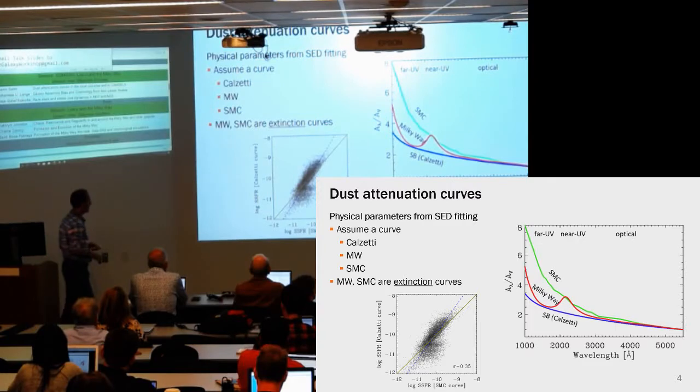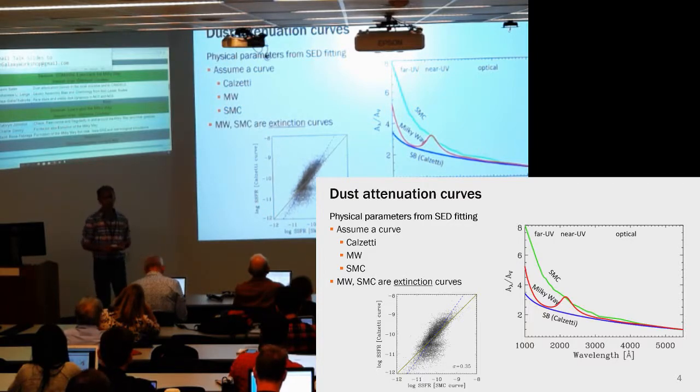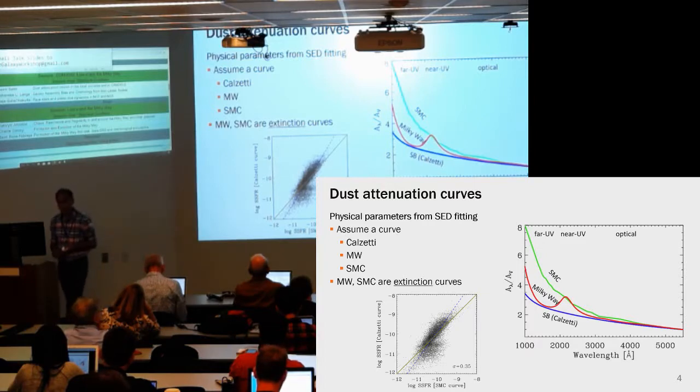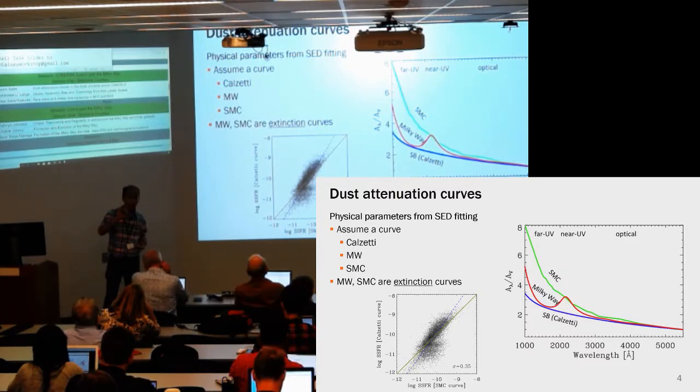Why is that important? Because if one assumes one curve, for example the Calzetti curve, and compares that to what you would calculate for specific star formation rates if you assume some other curve, there can be big systematics, okay? And sometimes we don't really take that into account. So what can we do to try to constrain these curves and hopefully on a galaxy by galaxy basis? Well, I'm going to use the SED fitting.